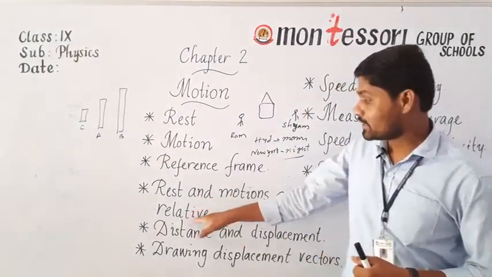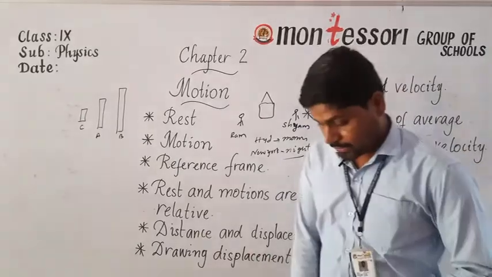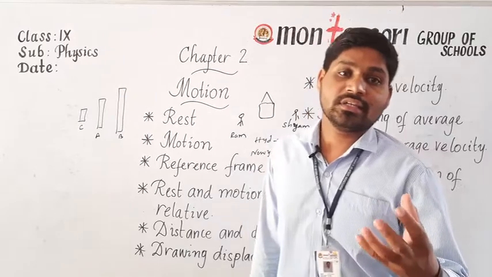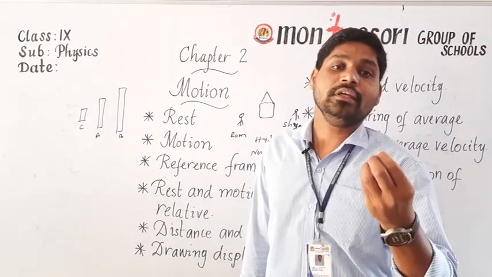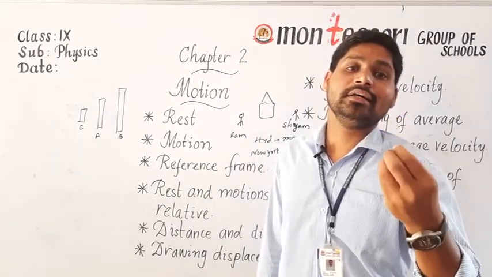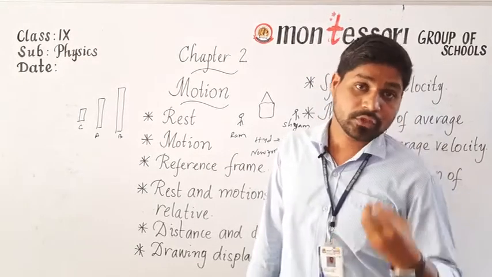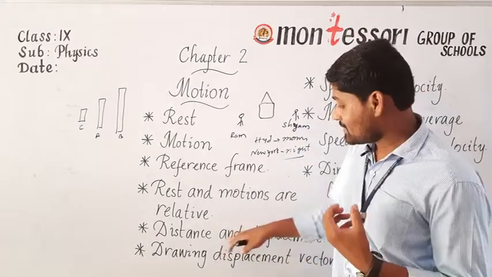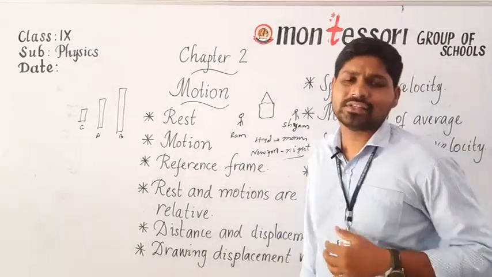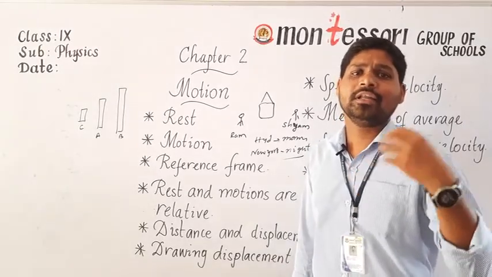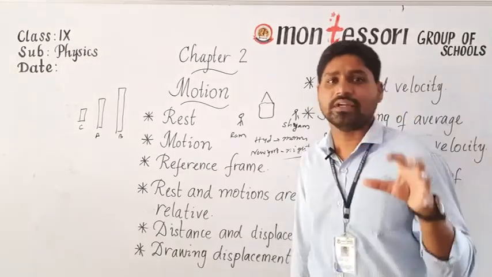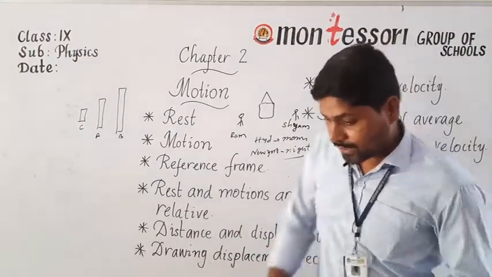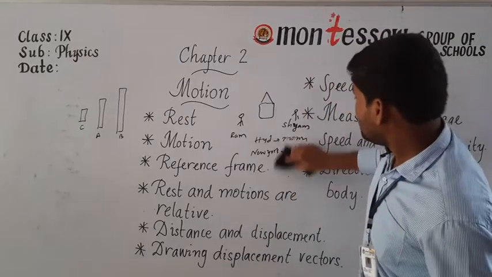Fine. The next one is distance and displacement. What is distance and what is displacement? Distance is the length of the path, the total length of the path covered. Displacement is the shortest distance between the initial and final points, the shortest distance between any two points.